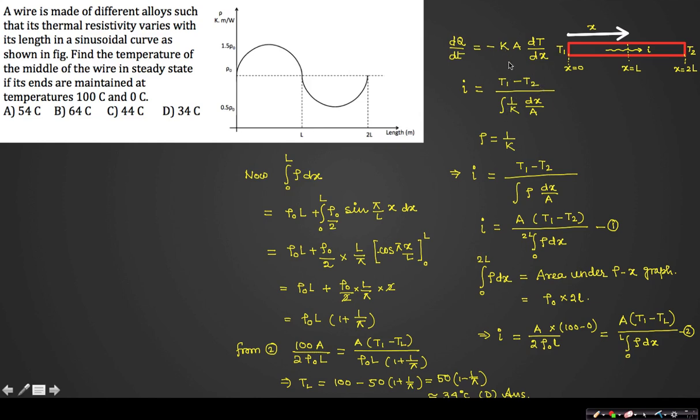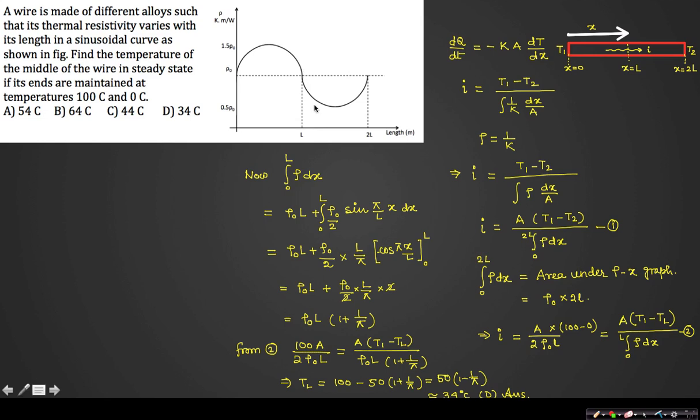I hope it is clear. In the denominator I can say 1 by k into dx by A. It is like the resistance equation in current electricity that you have studied. But here in this question the thermal conductivity is not given; instead they have given thermal resistivity rho. So I can write rho is equal to 1 by k, and the equation becomes T1 minus T2 divided by the integral of rho dx by A. Now this denominator part is entirely the resistance, and I need to calculate it. A is constant; the area is constant but the resistivity is varying. So I can take A in the numerator, and in the denominator I only get the integral of rho dx.